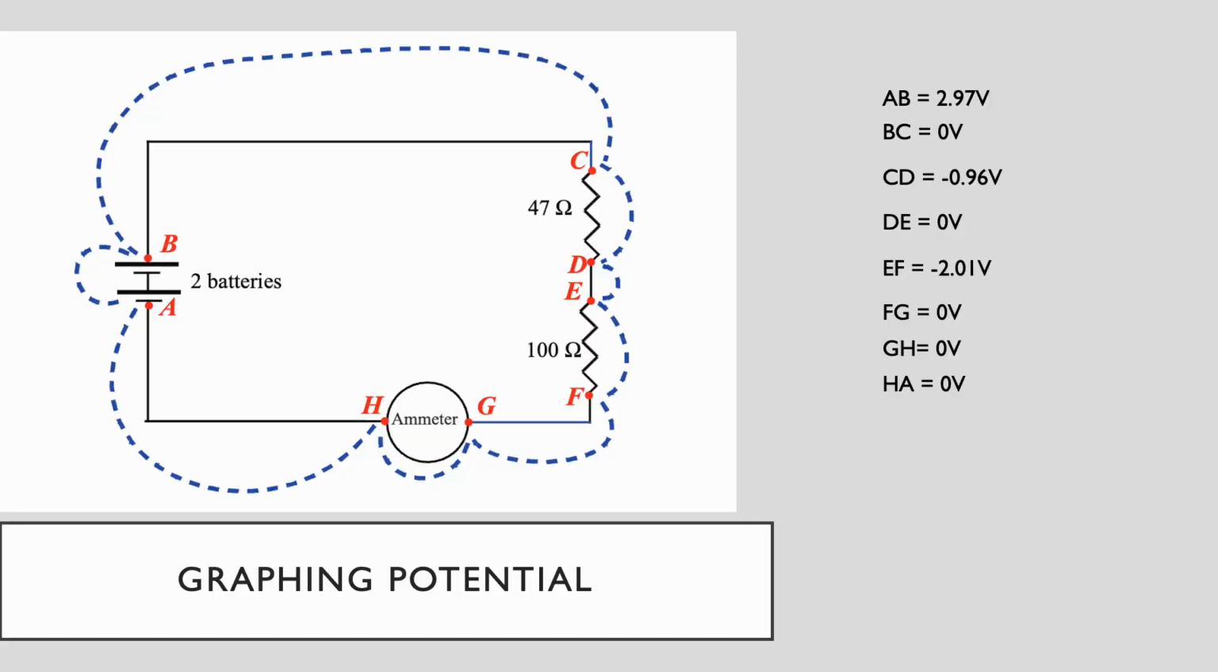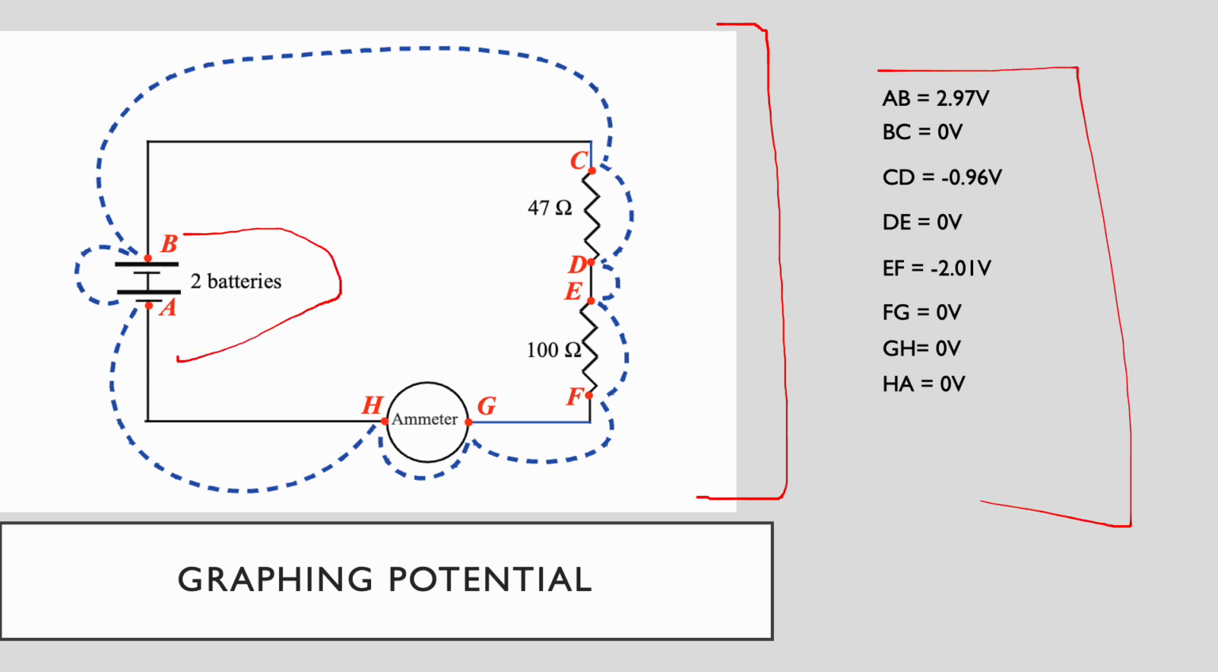So here is the diagram of the different locations that they wanted us to measure the potential difference across the circuit with the two batteries at point A and point B. And here on the right are the measurements that we found across the circuit. As you can see, AB is at the max potential difference, which is 2.97 volts, and then you just see how it changes across the circuit.